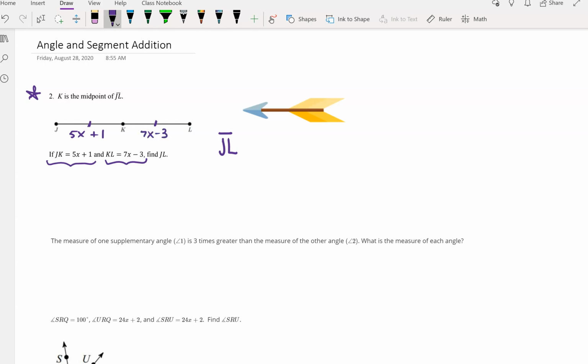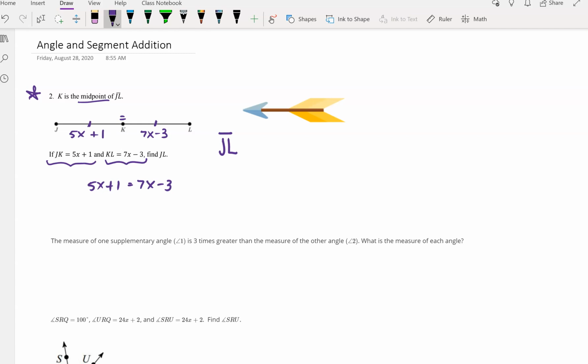7x minus 3. Okay, so if we are doing segment addition, what we would do is add these two chunks together to be equal to maybe something we know about the length of JL. But here we don't know anything about JL, so we're going to have to use a different strategy. And that strategy we can use, because this is a midpoint, is to set these two congruent segments equal to each other. So we're going to set the 5x plus 1 equal to the 7x minus 3.